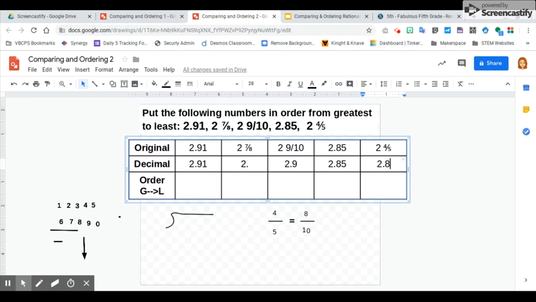The last one is 7/8. Now what I'm going to ask you to do is pause the video here and convert 7/8 to a decimal using division.